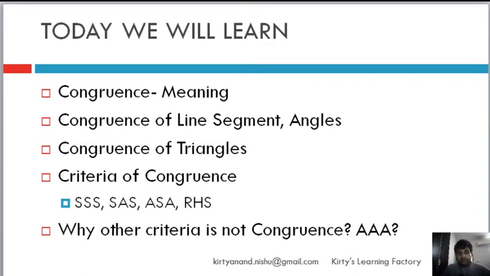Today we'll learn congruence. What does it mean? Congruence of line segments and angles, congruence of triangles. What are the criteria of congruence in triangle and why these are the criteria, and why some of the other criteria possibly are not criteria for congruence. For example, AAA. I will explain what it is.